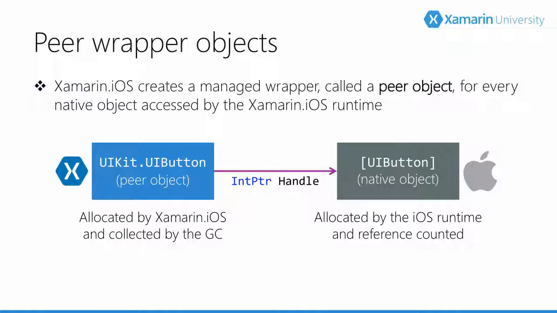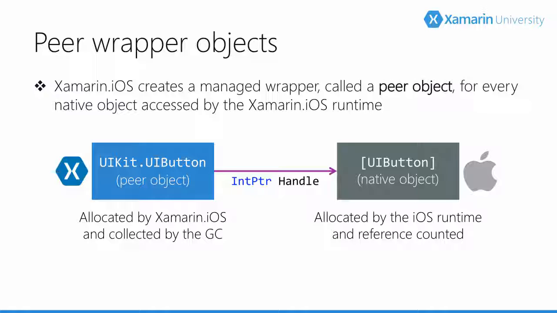Now, when native iOS objects are accessed in your C# code, the runtime in Xamarin iOS creates a special wrapper to represent that native object. So you remember when we started this talk, we talked about the two different types of memory. We've got the native memory that we're allocating our native objects out of, and then we have our managed memory that's going to be collected automatically by the managed runtime. So when we allocate a native object and we're going to use it from C#, we create a peer object to represent it in the managed world.